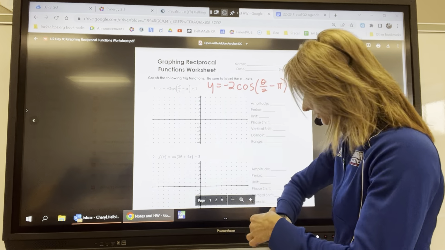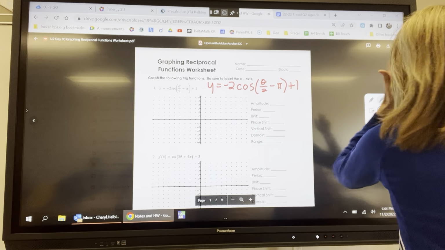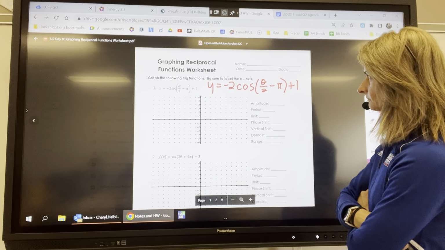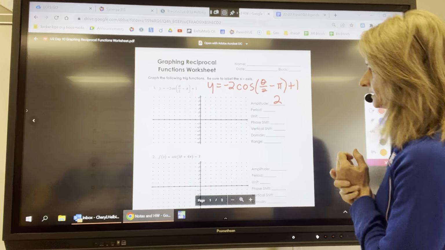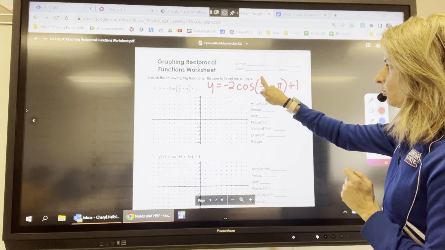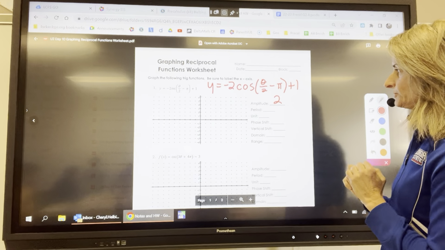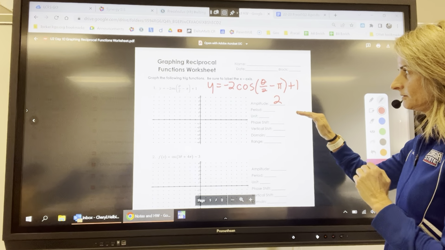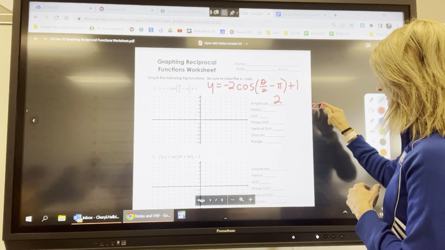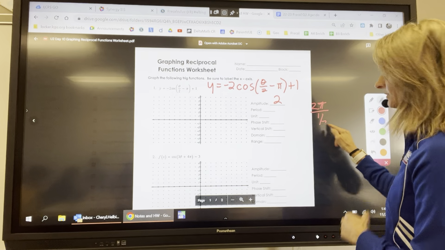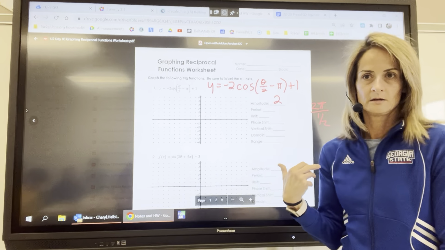All right, so what's the amplitude? 2. Okay, 2. It's the absolute value of -2, right? So what is the period? This is the same thing as 1/2 theta. So b is 1/2. So the original period of the parent function is 2 pi. So it's 2 pi divided by 1/2. We never divide by a fraction. We always multiply by the reciprocal. So what would that be? 4 pi.